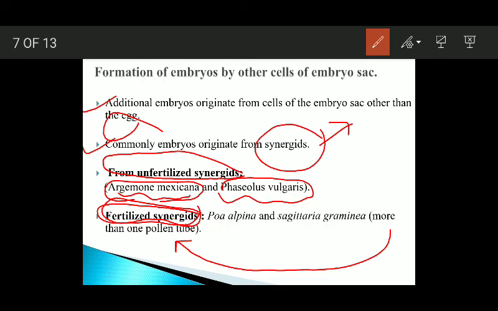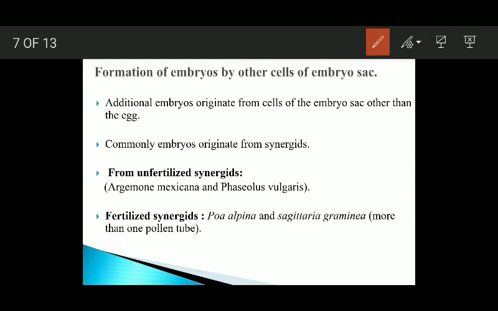Yaad rakhna. There are two cases. One, the embryos, they can originate from unfertilized synergids. Example is Argemone mexicana and Phaseolus vulgaris. Second one is the additional embryos, they can originate from fertilized synergids, and the example is Poa alpina and Sagittaria graminea.